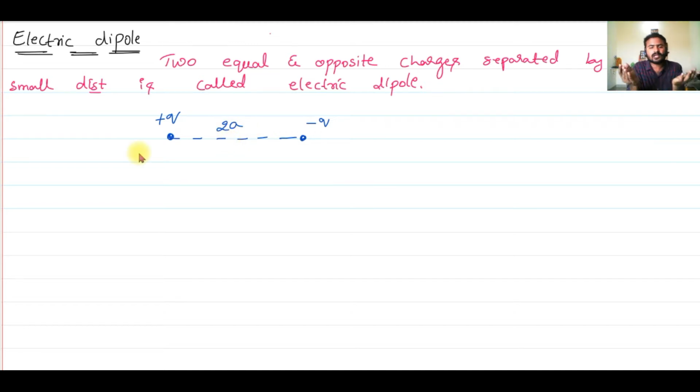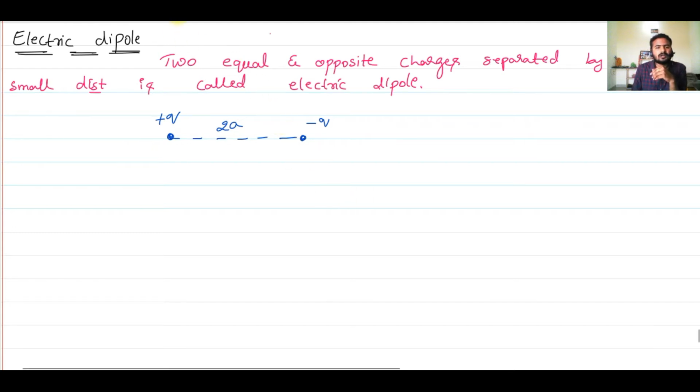Now you might be wondering, why can't I just take it as a or l or something like that? Why am I taking it as 2a? There's a reason behind that, because going forward when we solve a problem it becomes easy, or when we derive a formula for the electric field along the axial line or along the equatorial line, it becomes easy if we take the distance between these two charges as 2a. So 2a itself is the distance between these two charges, and a will be half of the distance between these two charges.